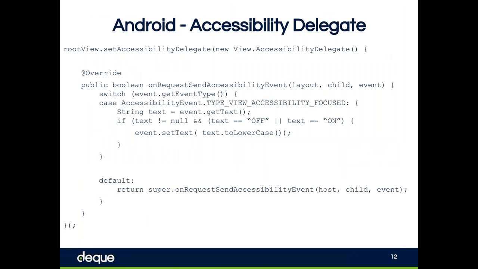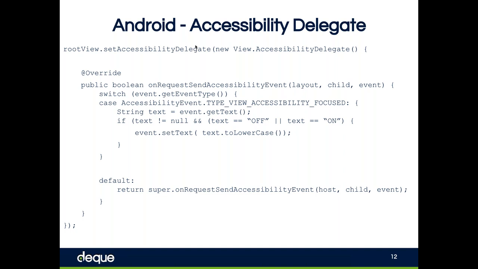The last thing I want to talk about is the accessibility delegate, and then I'm going to open things up for questions. What the accessibility delegate allows us to do is take a root view and set the accessibility delegate, and that will act as a delegate for accessibility events for all of the contained child views.